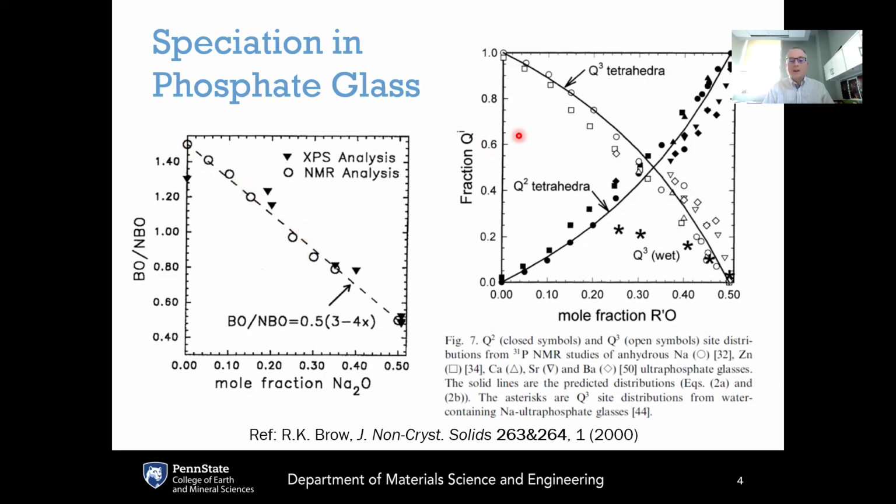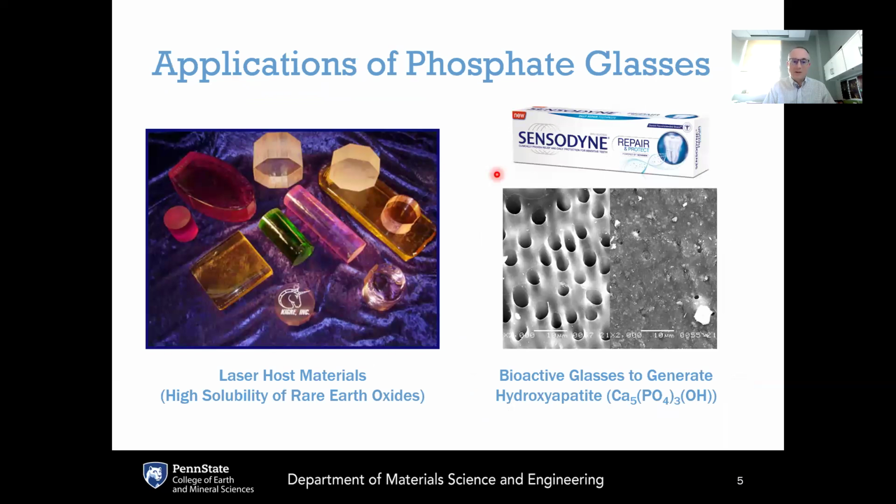And if we express that in terms of the Q speciation of the phosphate units, on this right-hand plot, we can see that with zero modifier content, the phosphate glass starts off with 100% of Q3 tetrahedra, and then as modifiers are added, the Q3 tetrahedra convert to Q2 tetrahedra. So the connectivity of the glass network is decreasing.